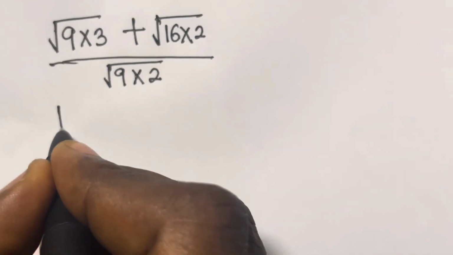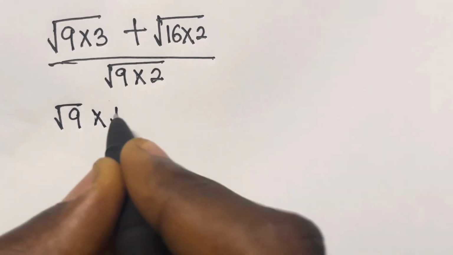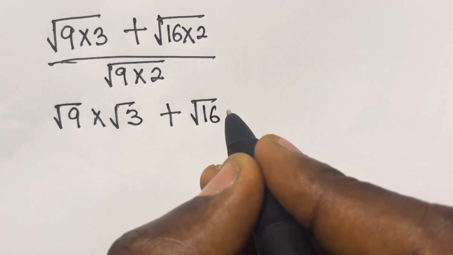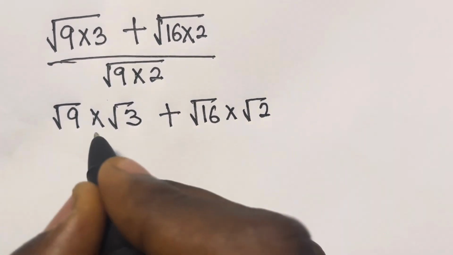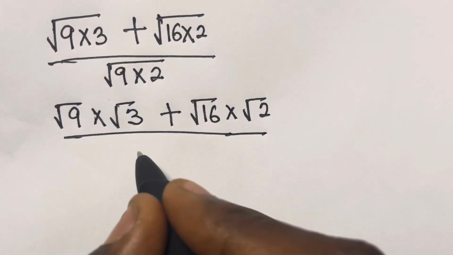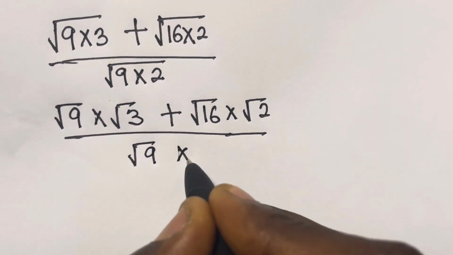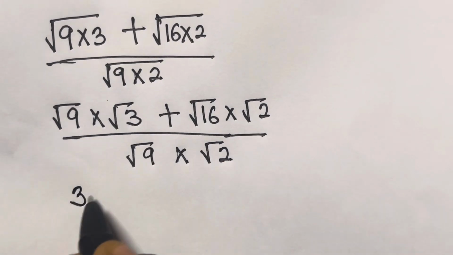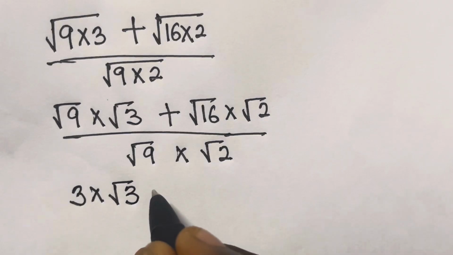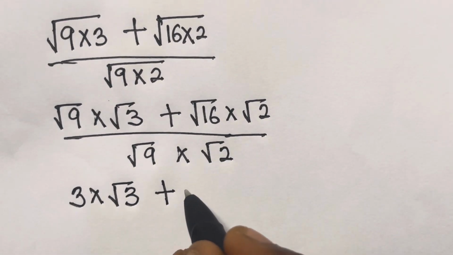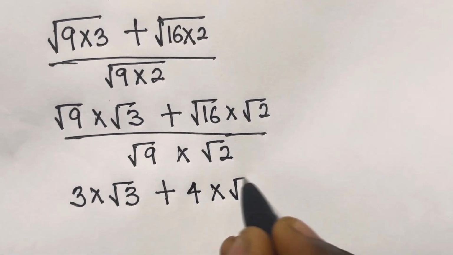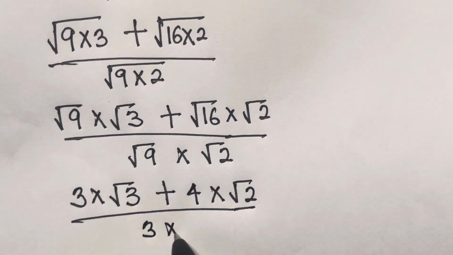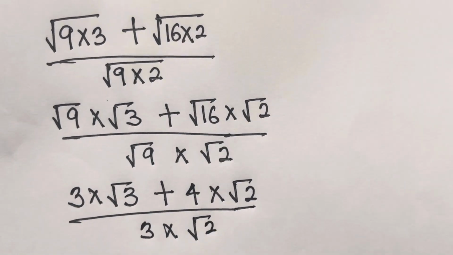So we have square root of 9 multiplied by square root of 3 plus square root of 16 times square root of 2 divided by square root of 9 multiplied by square root of 2. The square root of 9 is 3 multiplied by square root of 3 plus square root of 16 is 4 multiplied by square root of 2 divided by square root of 9 is 3 multiplied by square root of 2.